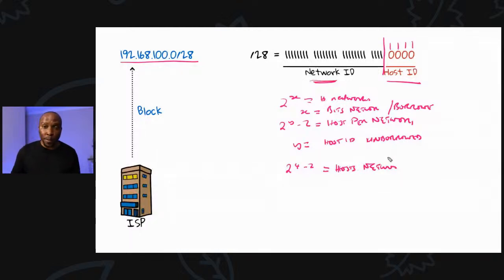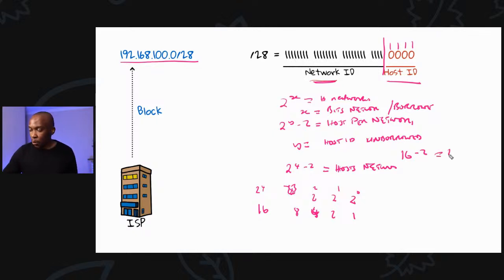So what is 2 to the power 4? 2 to the power 0 is 1, 2 to the power 1 is 2, 2 to the power 2 is 4, 2 to the power 3 is 8, and 2 to the power 4 is 16. So it means we can have 16 hosts minus 2, which is equal to 14.